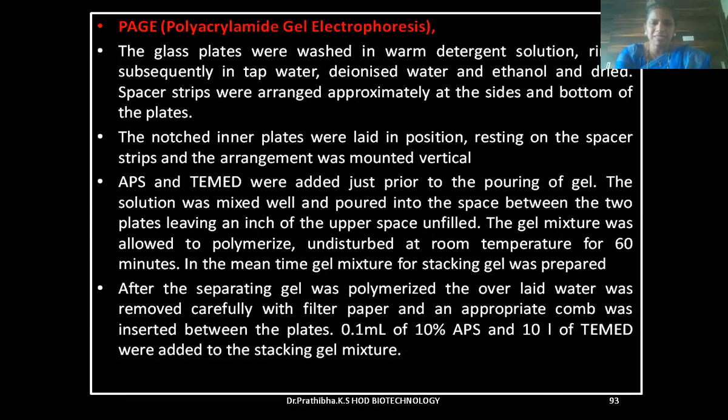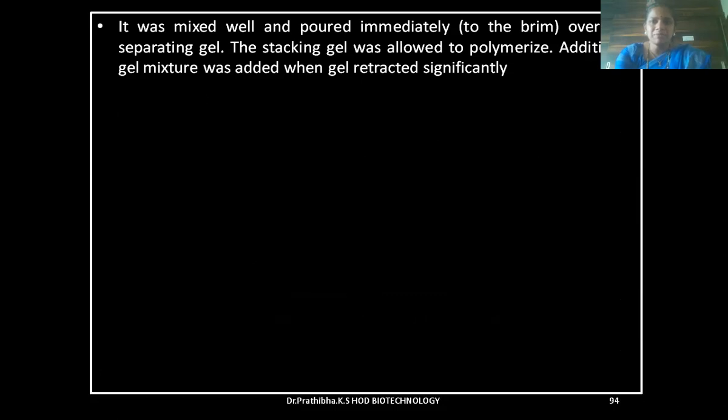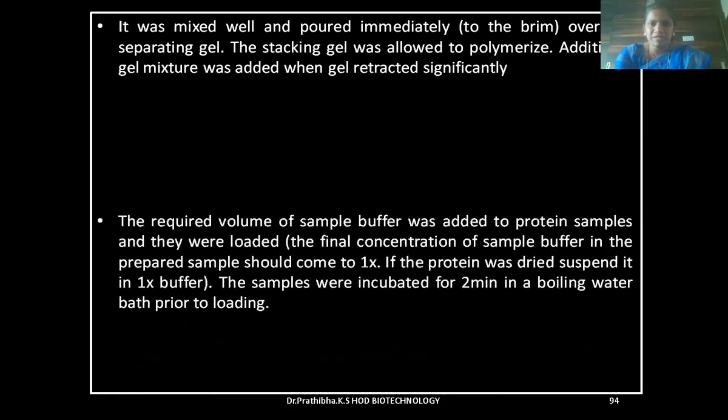After the separating gel was polymerized, the overlaid water was removed carefully with filter paper and an appropriate comb was inserted between the plates. 0.1 ml of 10% APS and 10 µl of TEMED were added to the stacking gel mixture. It was mixed well and poured immediately to brim over the separating gel. The stacking gel was allowed to polymerize. Additional gel mixture was added when the gel retracted significantly.